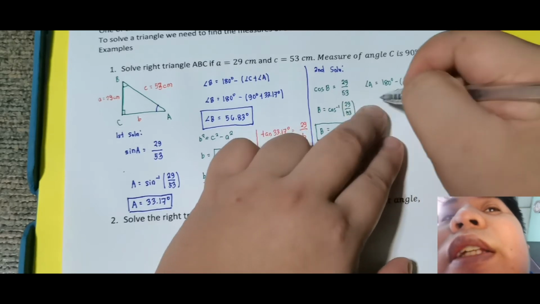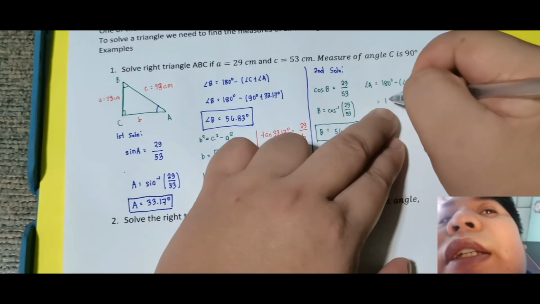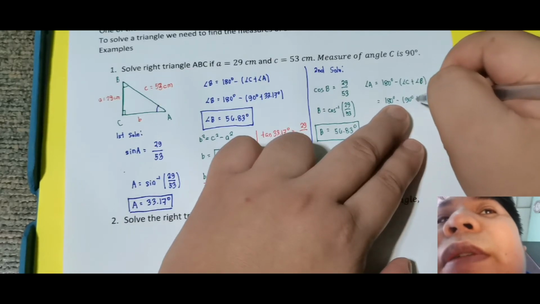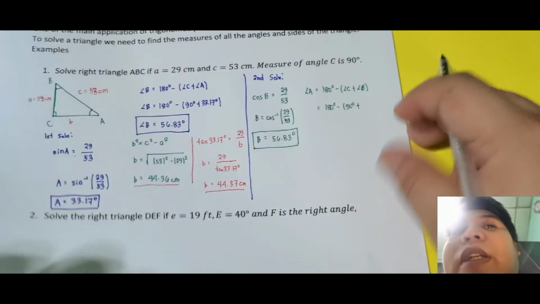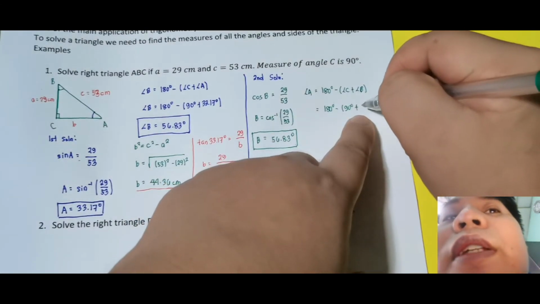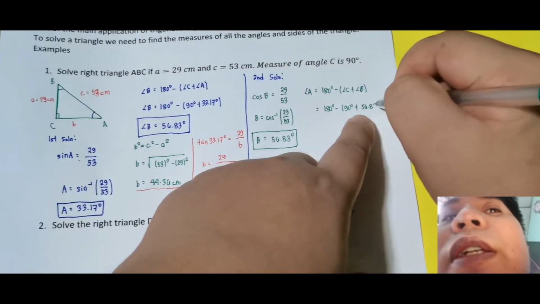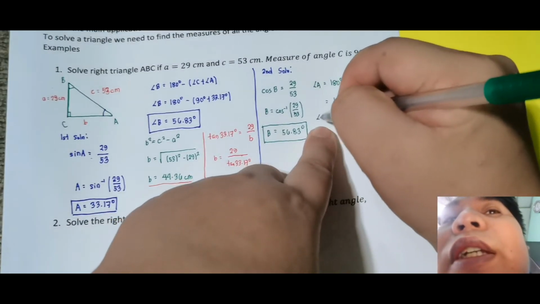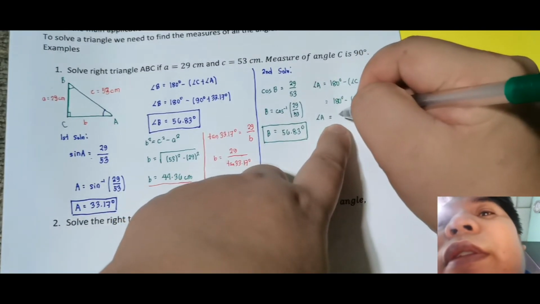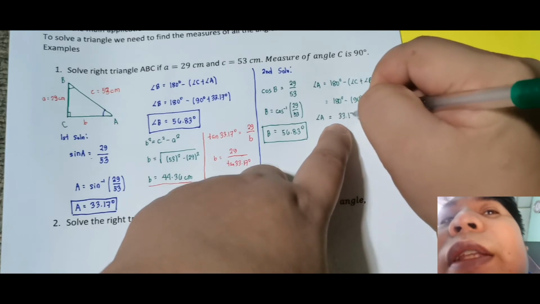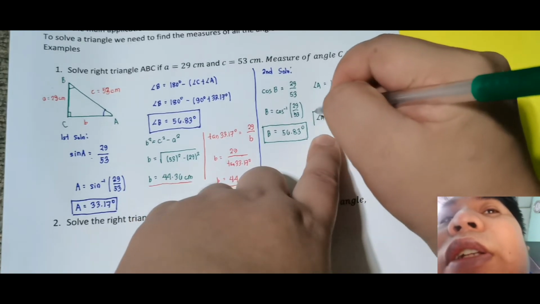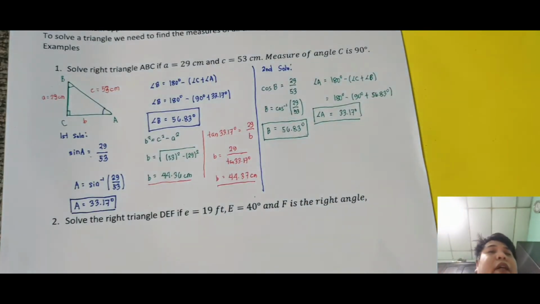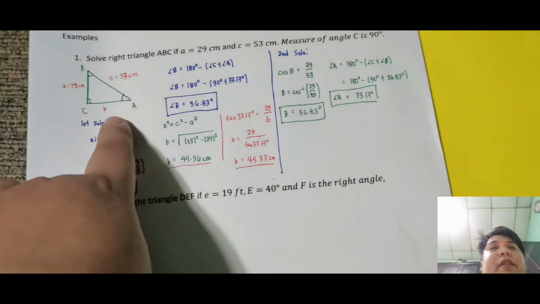Okay, this is equal sa 180 degrees minus 90 degrees plus 56.83 degrees. So obviously, pag sinolve yan, that is simply equal sa measure ng angle A is 33.17 degrees. So without using calculator kasi almost the same eh. Okay, then lastly, ano lang hinahanap? Syempre si B na lang.